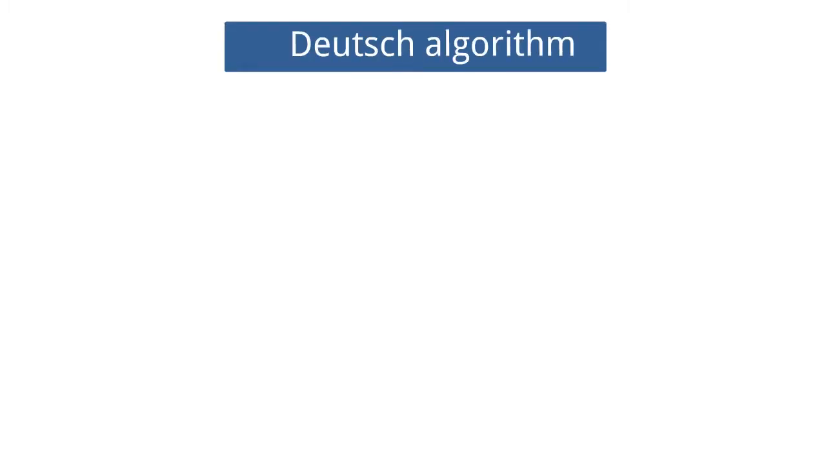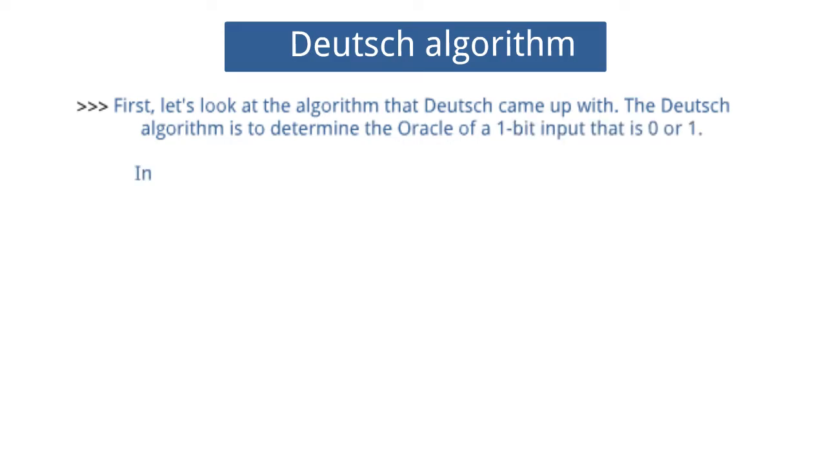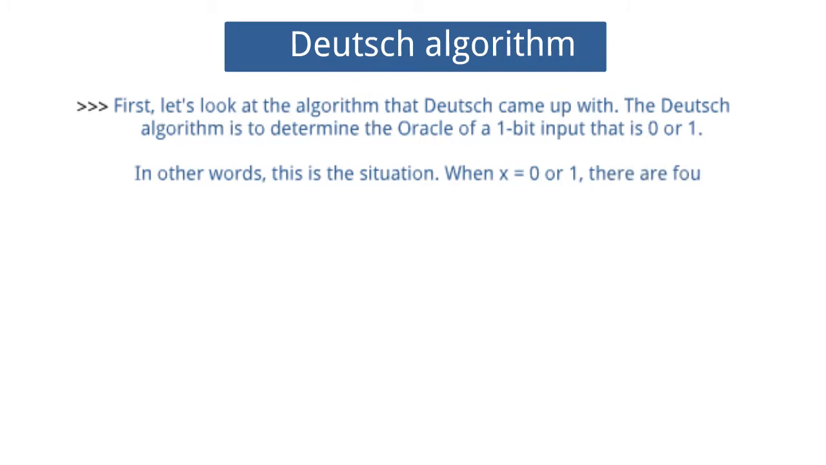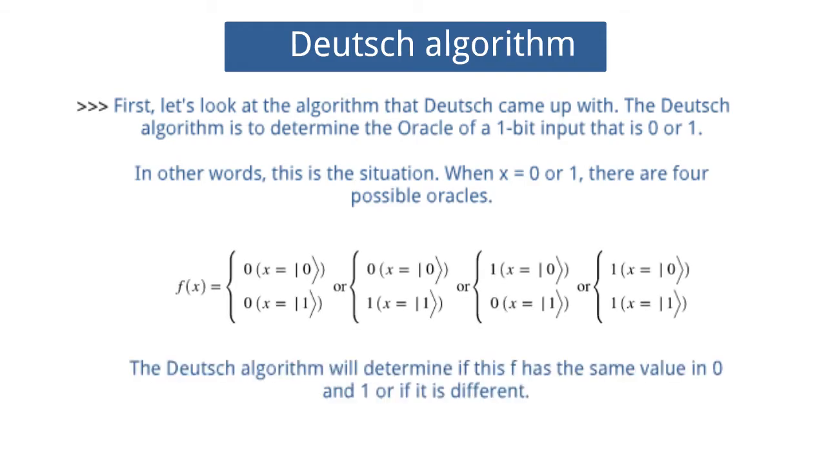Deutsch Algorithm. First, let's look at the algorithm that Deutsch came up with. The Deutsch algorithm is to determine the oracle of a 1-bit input that is 0 or 1. In other words, this is the situation. When x equals 0 or 1, there are 4 possible oracles. The Deutsch algorithm will determine if this f has the same value in 0 and 1 or if it is different.